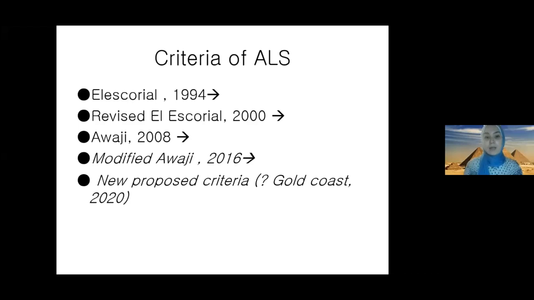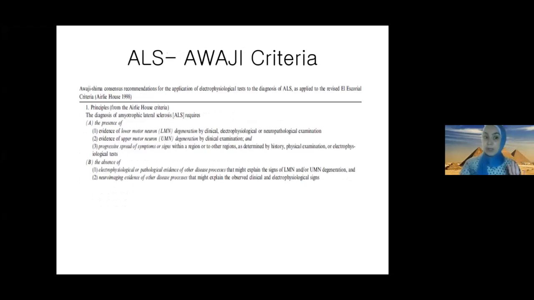And then now we have a new proposed criteria. I'm not really sure what they're going to call it. The panel met in Gold Coast, Australia, so maybe it's going to be called Gold Coast criteria, and we're going to talk about it later, because this criteria really changed everything. Now, the ALS Awaji criteria, let's start from this point. There is no need to go back to El Escorial now.